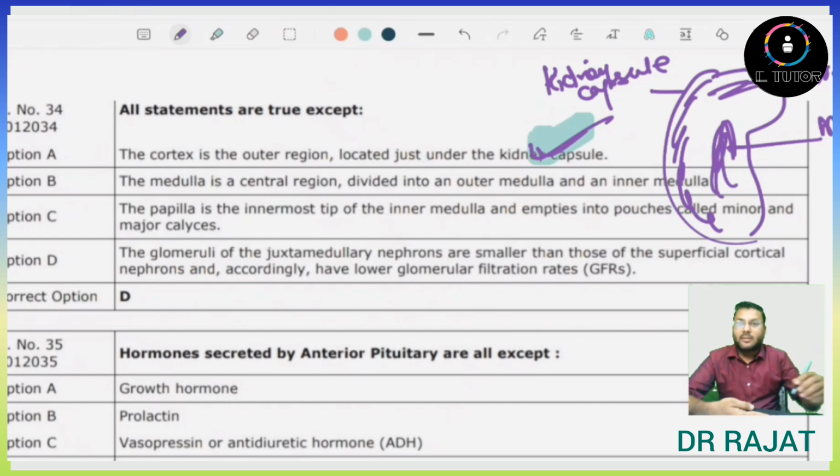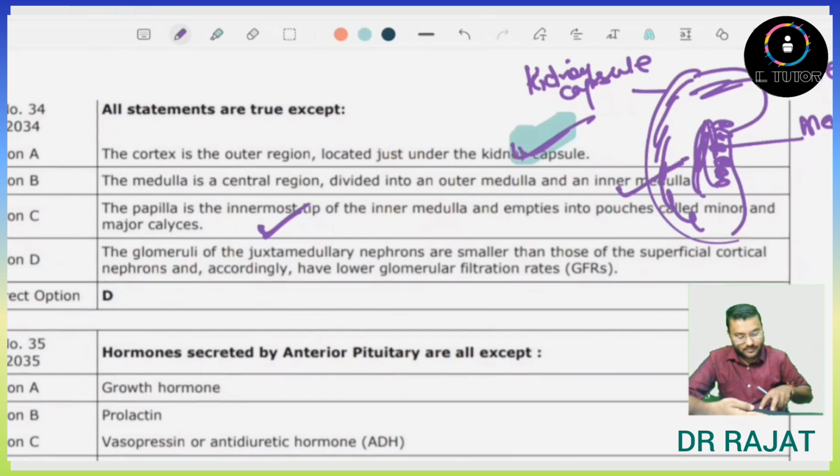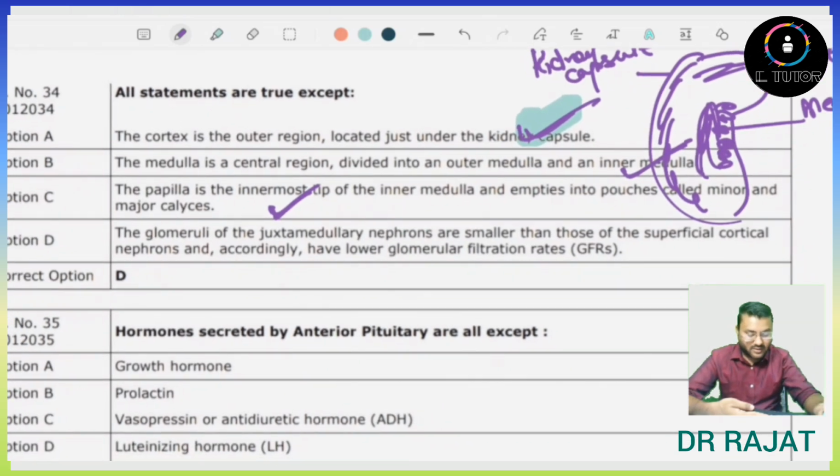This is true. Medulla is the central region divided into outer medulla and inner medulla. This is also true. The papilla is the innermost tip of the inner medulla and empties into the pouches called minor and major calyx. So calyces are present mainly in the inner part of the medulla. So this option is also correct. The glomeruli of the juxtamedullary nephrons are smaller than those of the superficial cortical nephrons and accordingly have a low GFR.